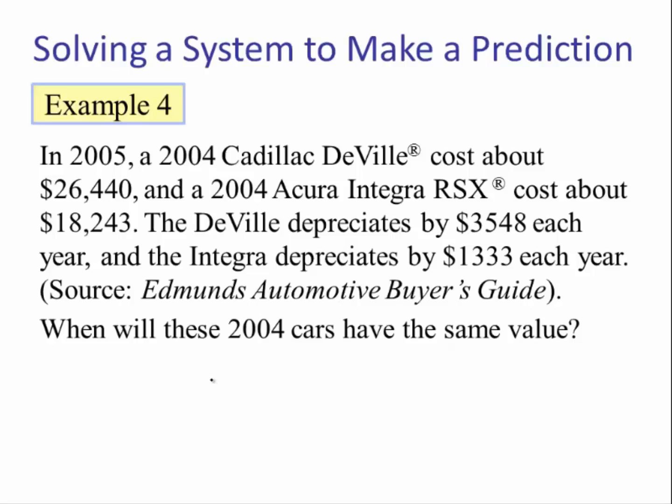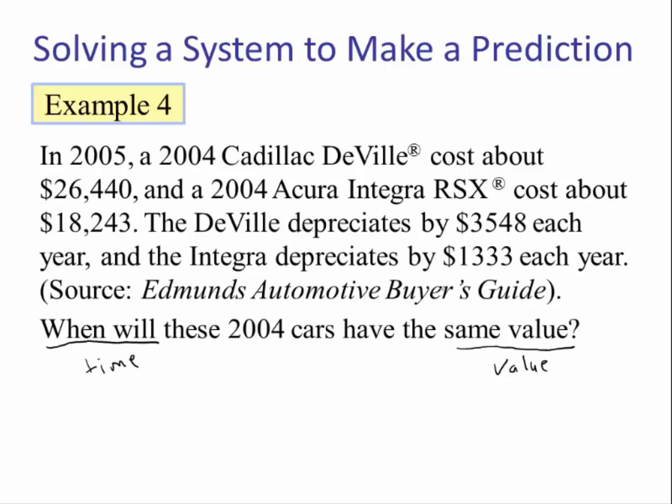Our first step in this problem is to identify what's our independent and dependent variables. If we look at the question, we want to know when, so we want to know time, these 2004 cars have the same value. So that's our second variable, value of the car. So our two variables are time and value. Which one's the independent? Well, the value of the car depends upon how long, time.